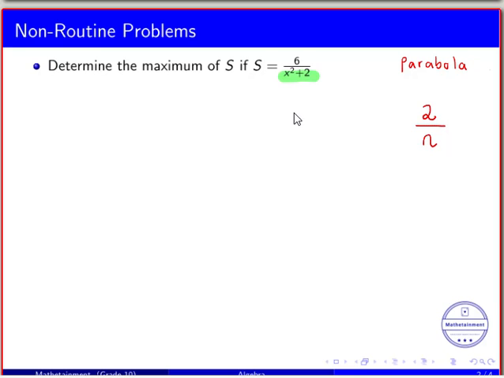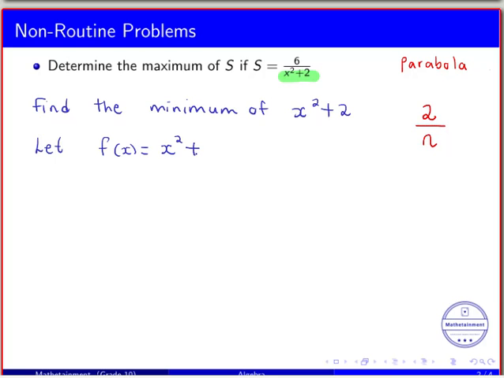So now, coming to this problem, if we want to find the maximum of s, which is given as this fraction, let us try and find the minimum of its denominator instead. Let us try and find the minimum of the denominator, which is x squared plus 2. Let's try and find this. So now, since this looks like an expression in the form of a function that we probably saw in grade 11, it may be wise to say, let f at x be equal to x squared plus 2.